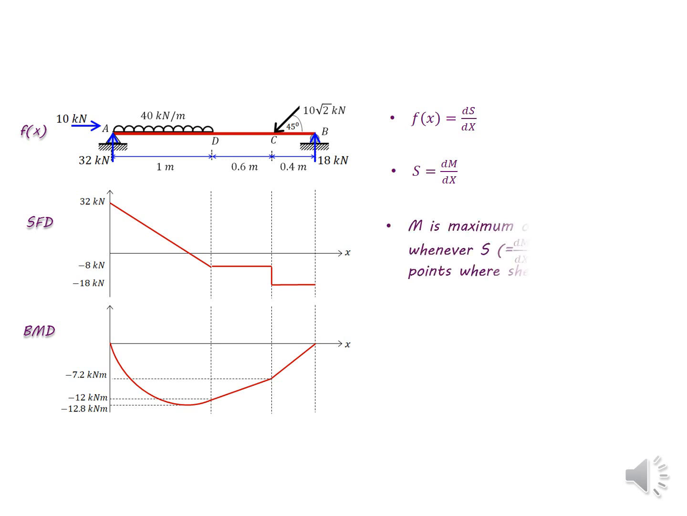Thirdly, we can show that the bending moment M is maximum or minimum whenever the shear force S is 0. You can see in the diagram, I just drew the blue line. The shear force is 0 where the bending moment is maximum in the bending moment diagram.